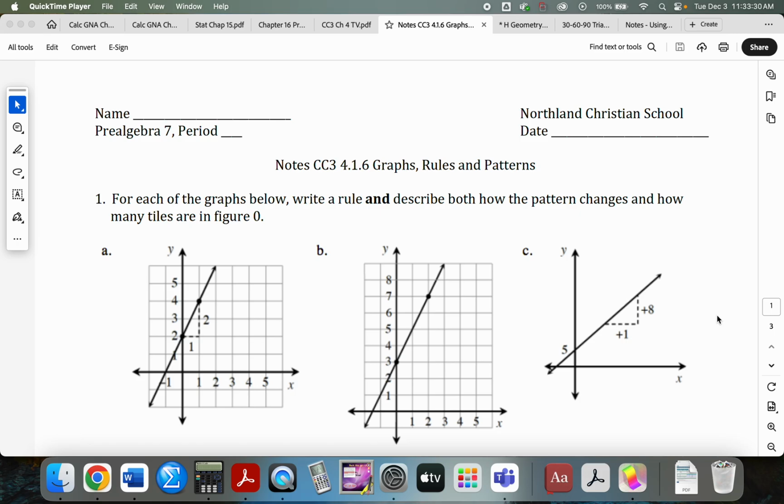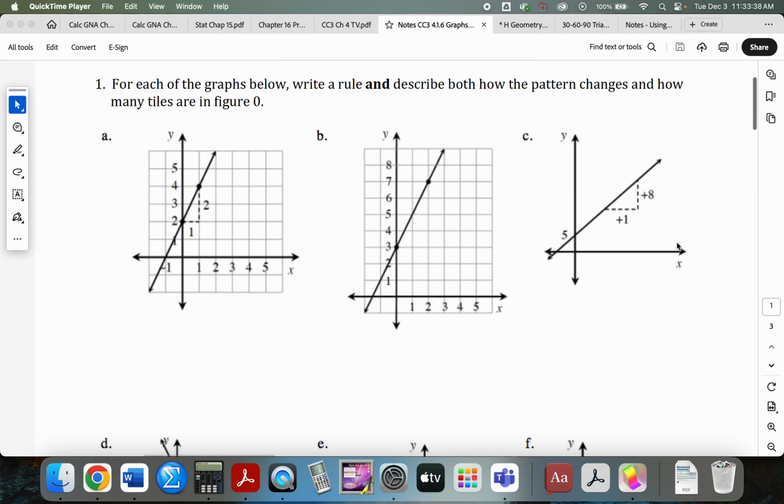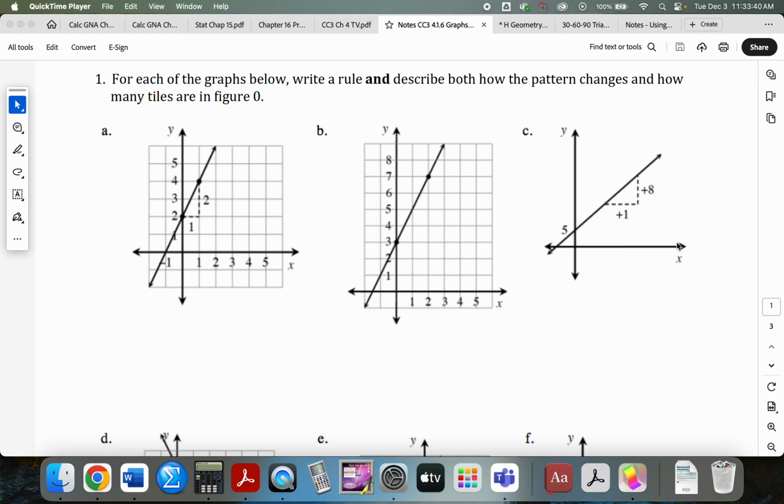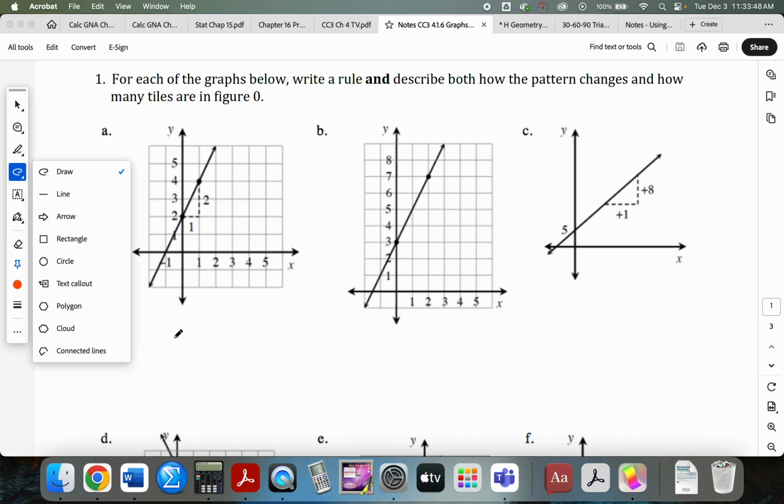Today we're going to continue to work with graphs and rules and patterns. On these, we want to both write the rule and describe how the pattern changes and how many tiles are in figure 0. So, for this first one, I kind of dislike the very first one because if you're not paying attention to which thing is which, you still get the right equation.